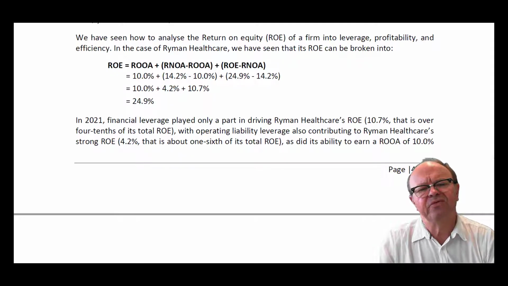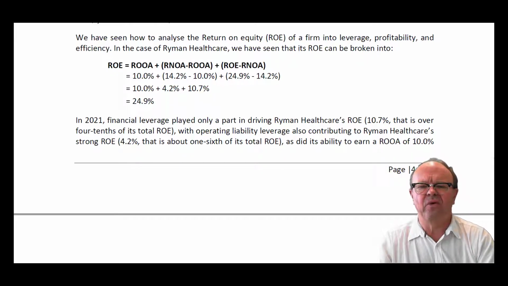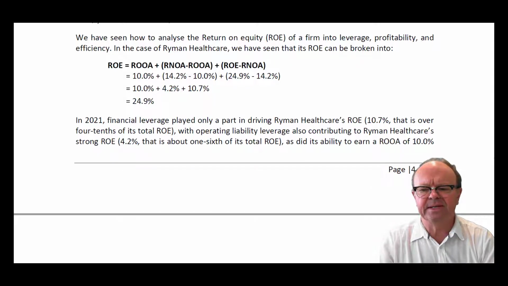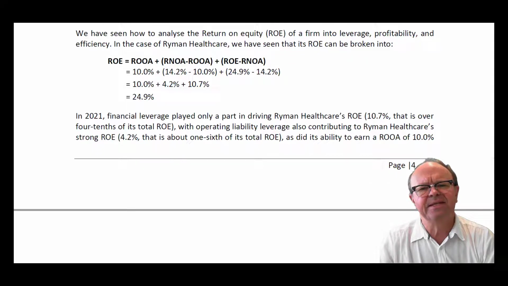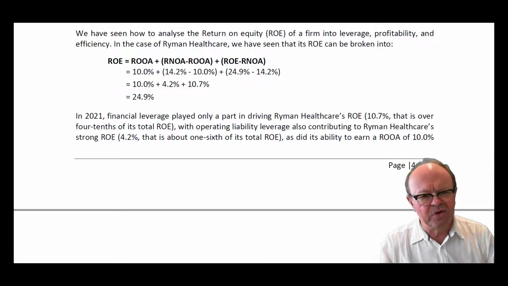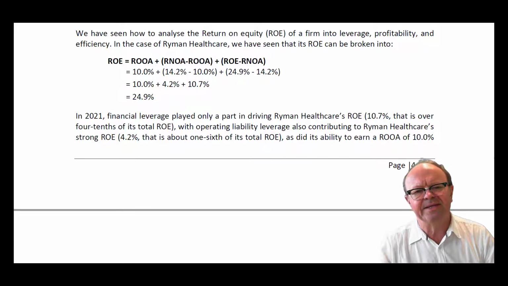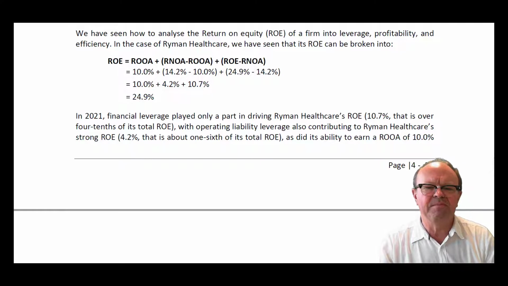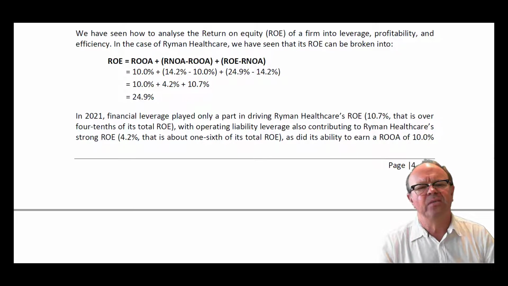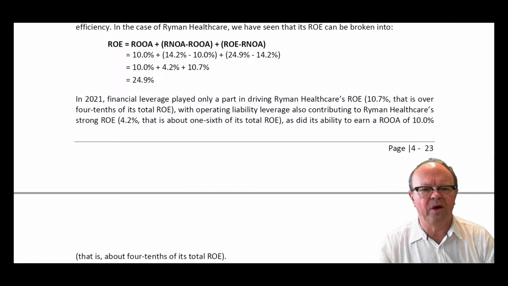We have seen how to analyse the return on equity, ROE, of a firm into leverage, profitability and efficiency. In the case of Ryman Healthcare, we have seen that its return on equity can be broken into return on equity equals return on operating assets plus return on net operating assets minus return on operating assets plus return on equity minus return on net operating assets, which equals 10.0% plus 4.2% plus 10.7%, which equals 24.9%.